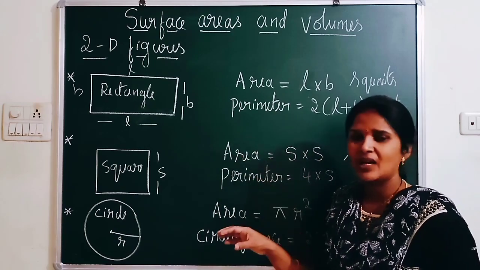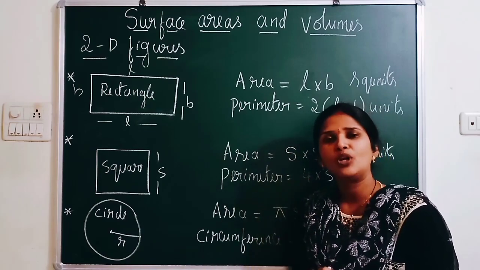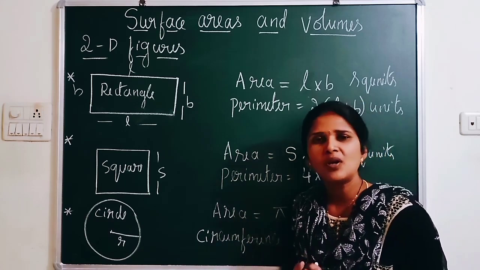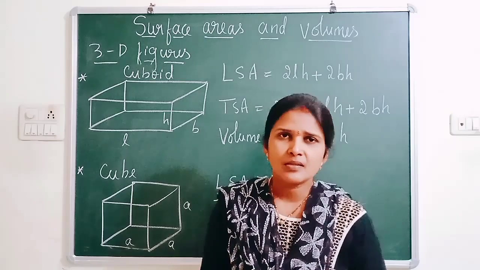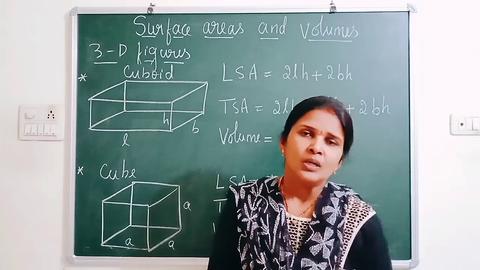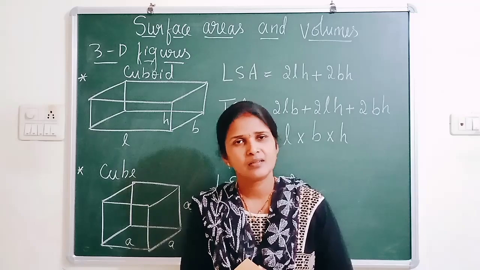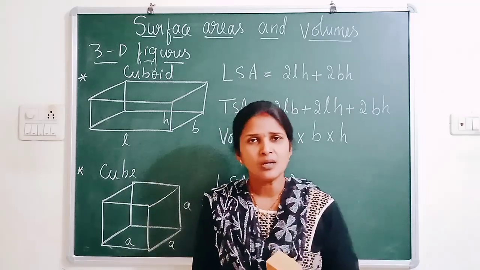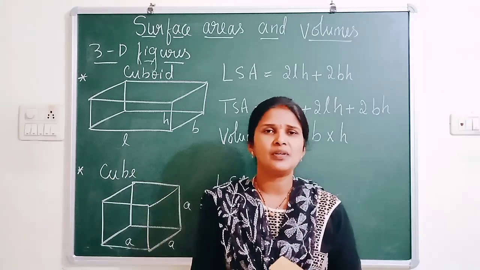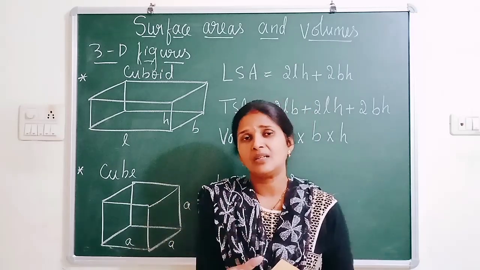You have to remember the formulas, because with the help of 2D figures only we get the area and volume of 3D figures. Without knowing this, it is very difficult to understand the formulas for 3D figures. Now let us discuss area and volume of 3D figures. There are different 3D figures like cuboid, cube, cone, cylinder, sphere and hemisphere. You already learned in class 9 the area and volume concepts of these 3D figures, but let me recall the formulas for each and how you get them.